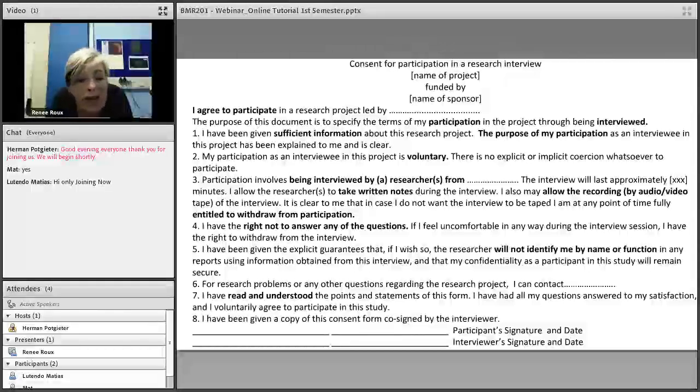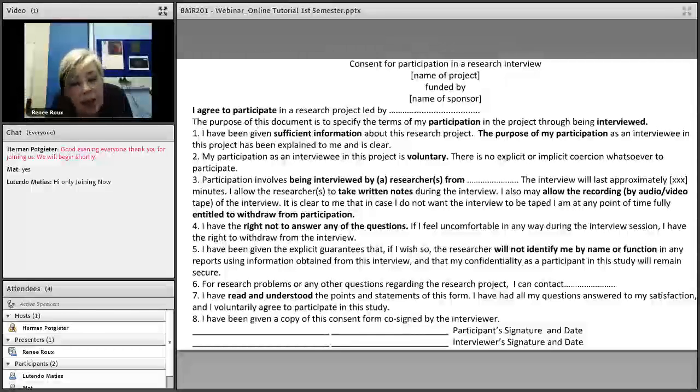or audio recorded, and again that they can at any time withdraw, that they have the right not to answer any of the specific questions, so they can participate, but if there are one or two questions that they're not comfortable with, they don't have to answer that. They receive the guarantee that you will not identify them by name or function. And then who can they contact if they have any problems, that they've read and understand all the points on the form, and that they sign it, and that the interviewer will also sign.